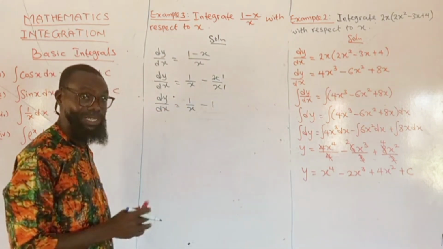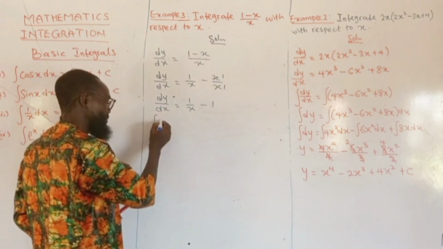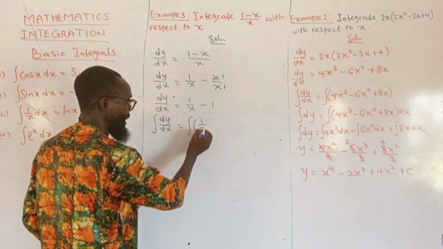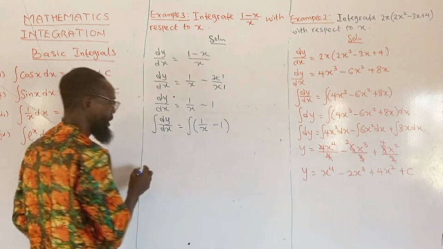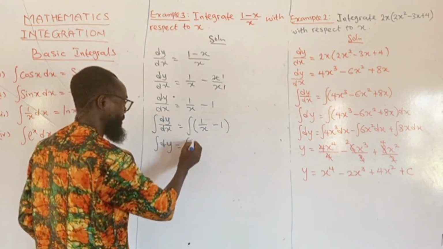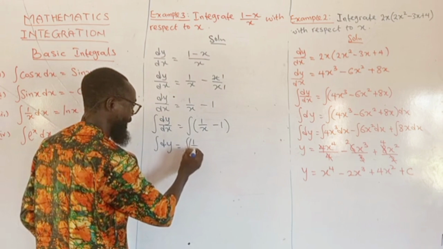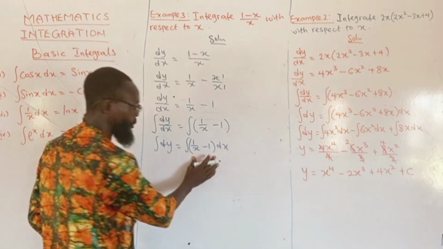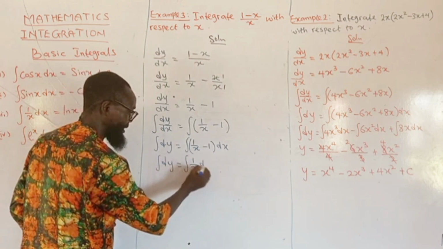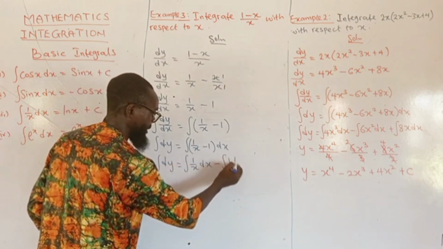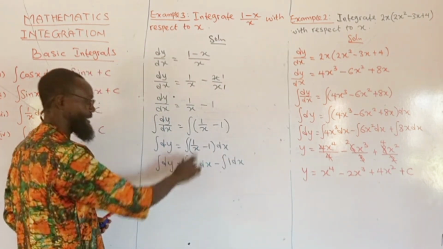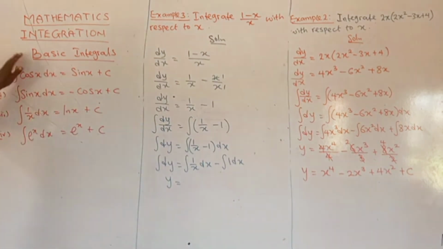Then let me now introduce my integral sign. Integral dy/dx equals integral, open your bracket, 1 over x minus 1, close brackets. Cross multiply: integral dy equals integral of (1 over x minus 1) dx. Let us open the bracket here. Integral dy equals integral 1 over x dx minus integral 1 dx. When you now integrate, I have y equals the integration of 1 over x. Let's go back to our basic integrals.